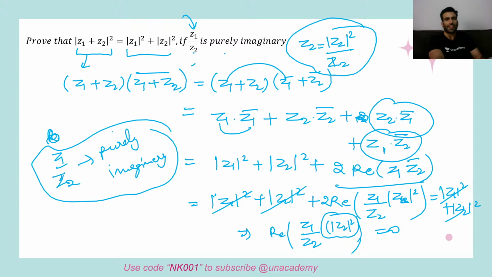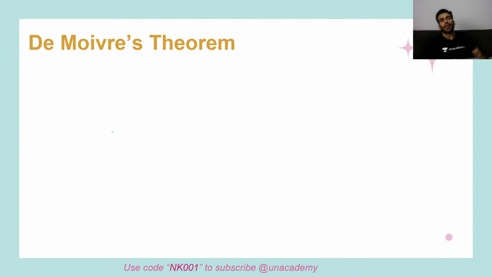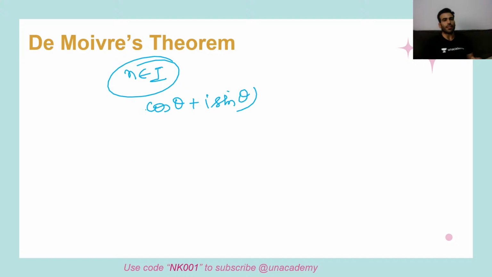Get another question. I hope everyone understood this. It's a very easy question. Correct? Let's move ahead then. Oh, we have de Moivre's theorem. So I'll tell you the statement of de Moivre's theorem. What de Moivre says is, if we have, let's say, n belongs to integers, then cos of theta plus iota sine of theta raised to n will be equal to cos of n theta plus iota sine of n theta.